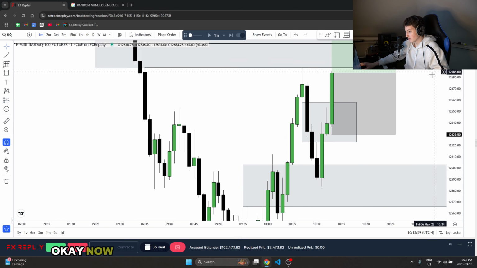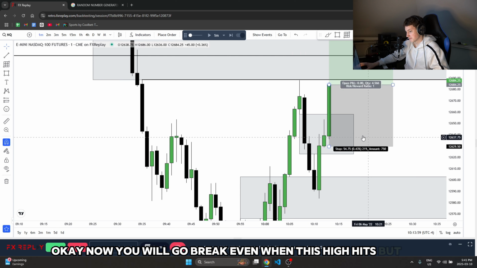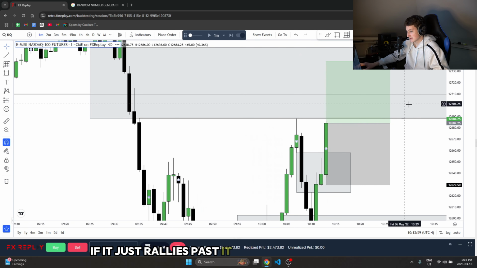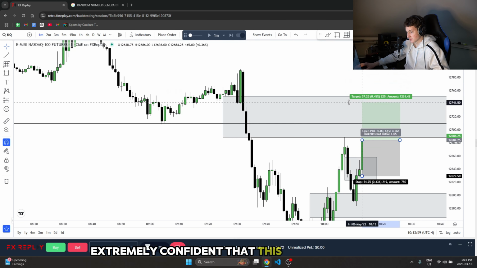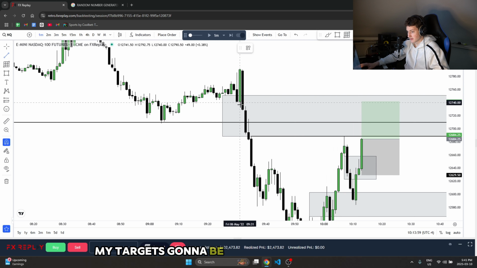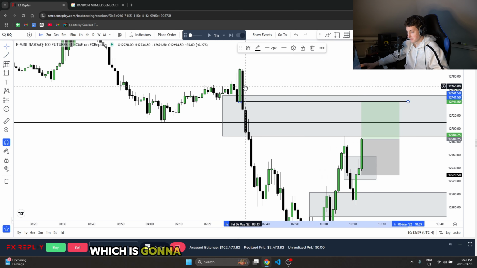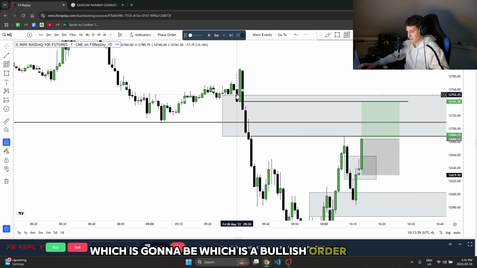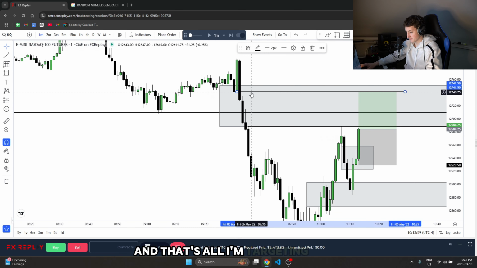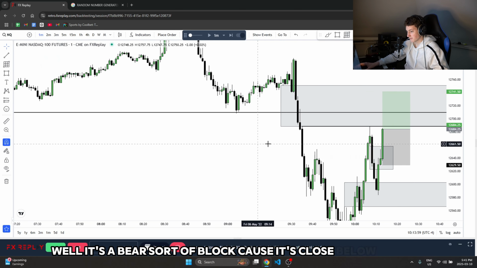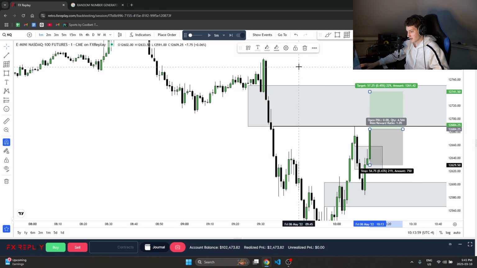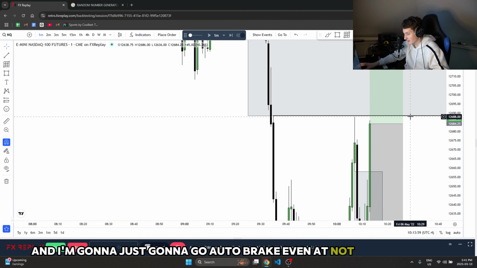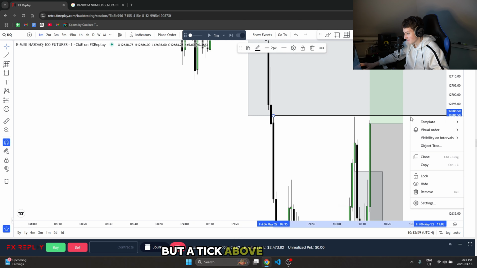Now you will go break-even when this high hits, but hey, if it just rallies past it and goes to your target, then you just got a free trade, because I'm extremely confident that this trade is at least going BE, right? My target's going to be this up close candle here, which is a bullish order block, and that's all I'm targeting. Okay, well, it's a bearish order block because it's close below. So yeah, we're going to give this a shot. Place order, and I'm just going to go auto break even at not the high itself, but a tick above the high.